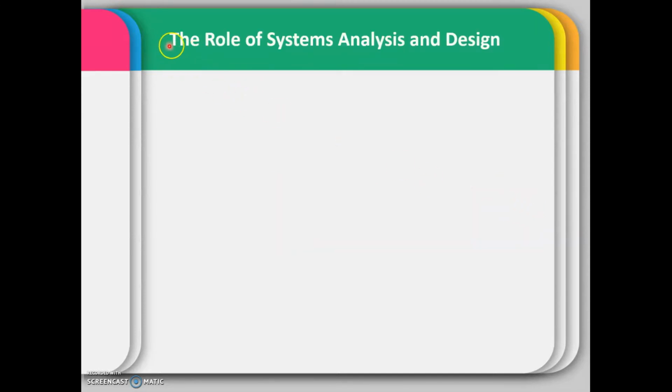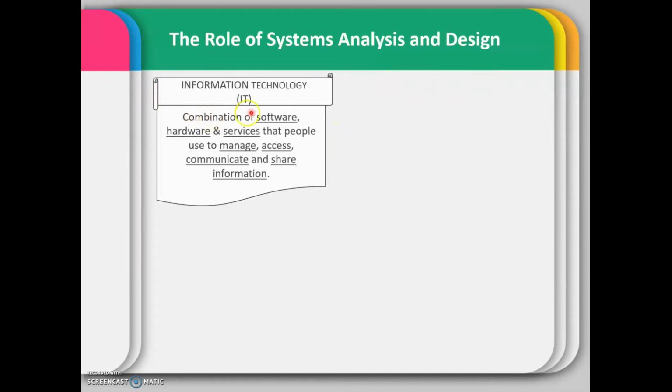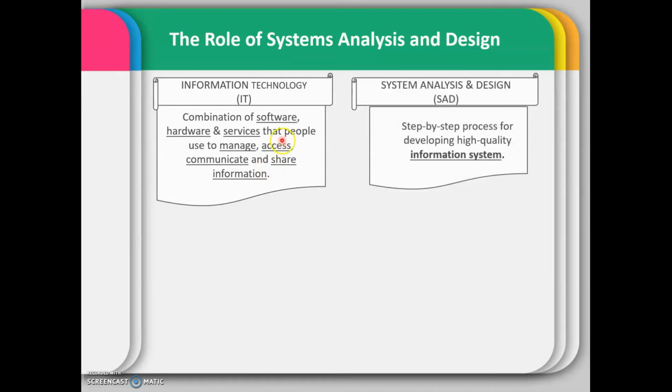Okay, first of all, the role of system analysis and design. The definition of information technology is the combination of software, hardware, and services that people use to manage, access, communicate, and share information. The definition of system analysis and design, or known as SAD, is a step-by-step process for developing high-quality information systems.